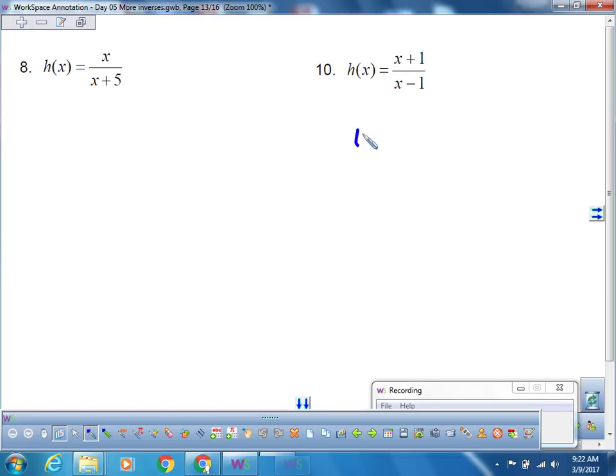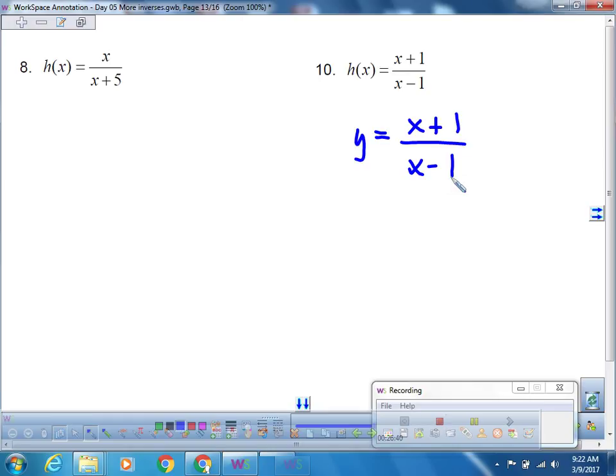Okay, so we have y equals x plus 1 over x minus 1. I'm going to switch the x and the y's. So this is going to be x equals y plus 1 over y minus 1. If I take the inverse of both sides, it's not going to make this problem any easier because I'm still going to have a y in the denominator. So there's no reason to do it.